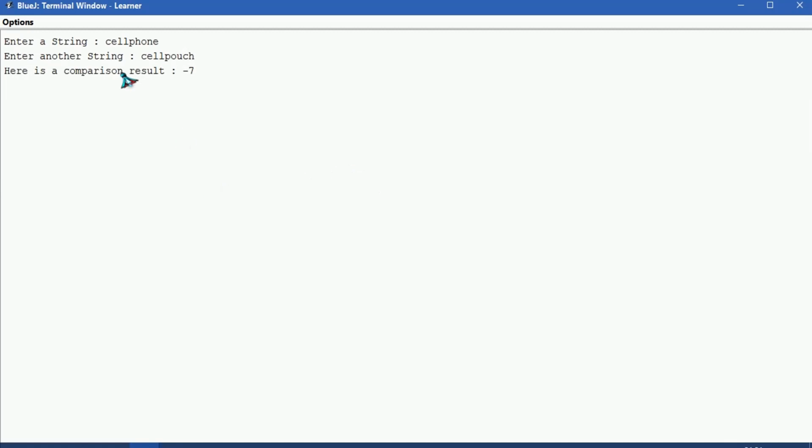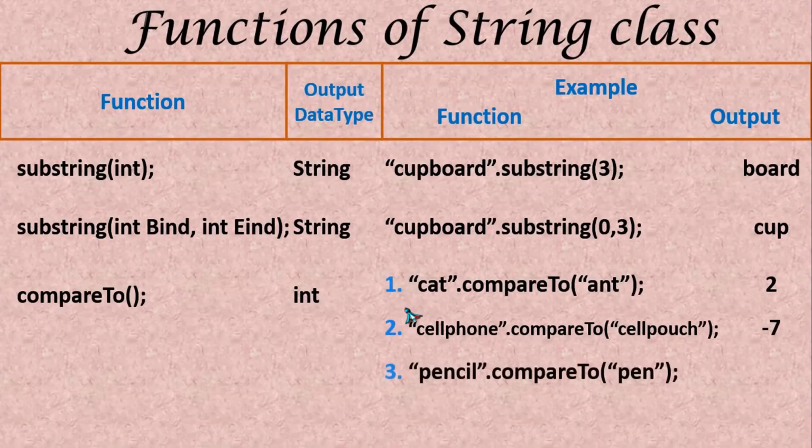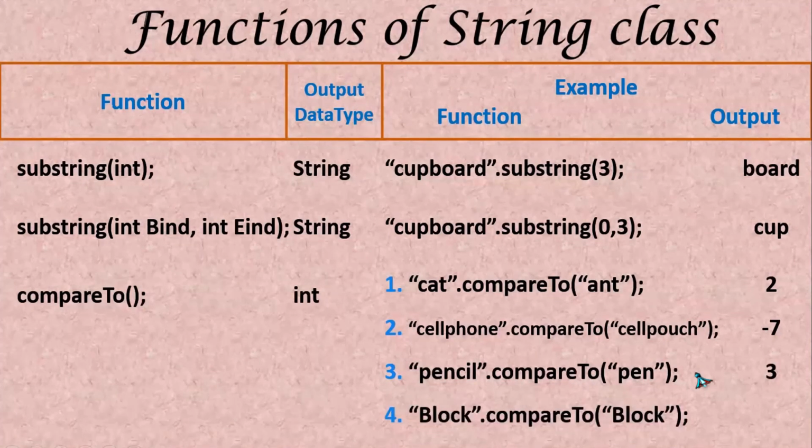So here -7 is the answer. Until CELP it is the same, and then here H and here O are compared. H has the smaller value and O has the bigger value, so the result is a minus value, -7. Then I am comparing pencil and pen, which we have already seen. It is 3. And then block and block are both the same, so it is going to be 0.